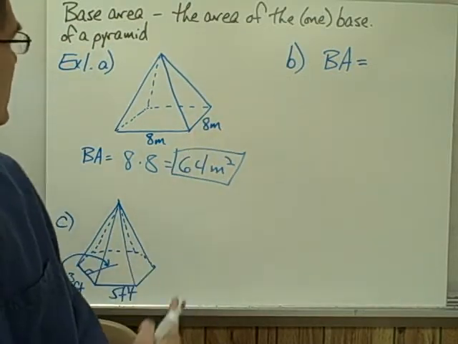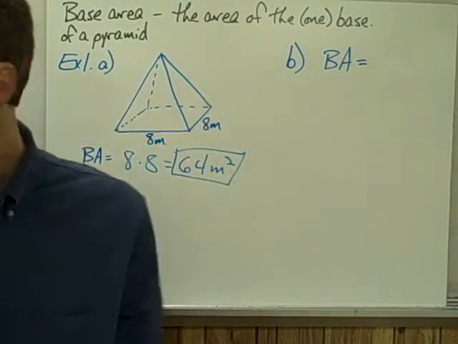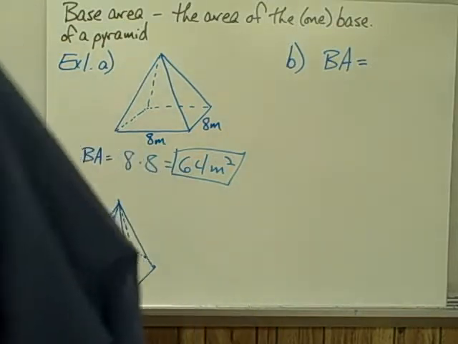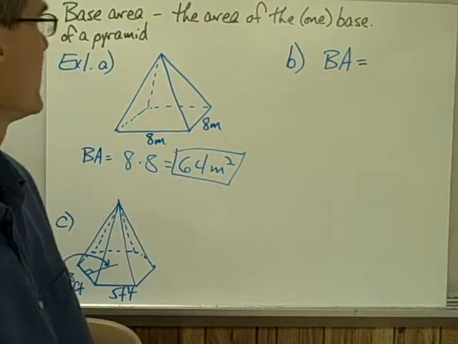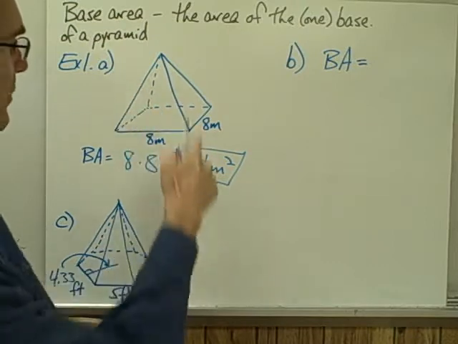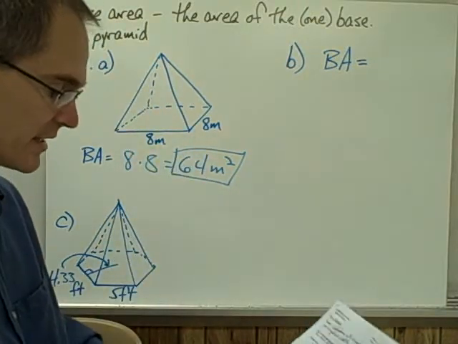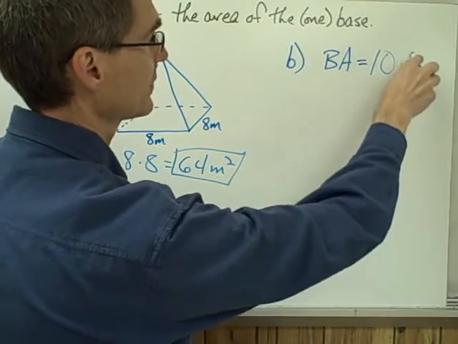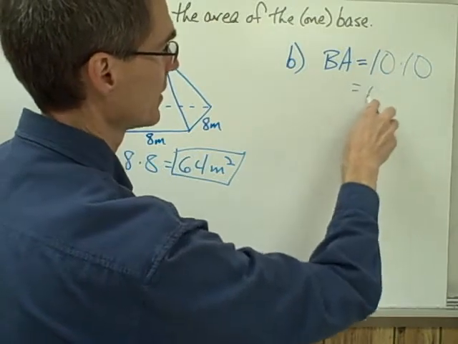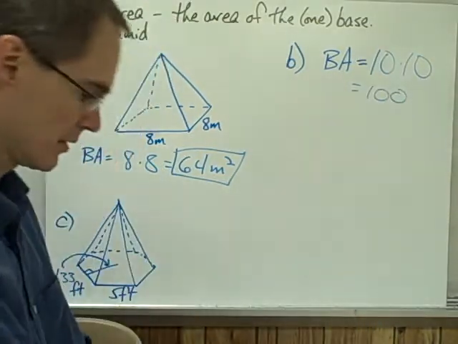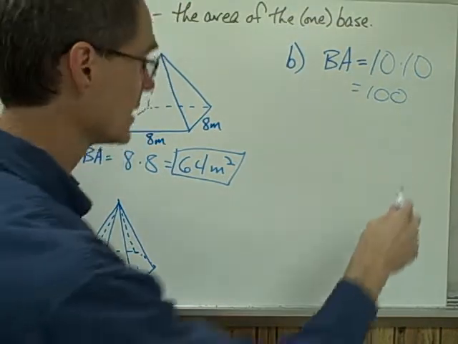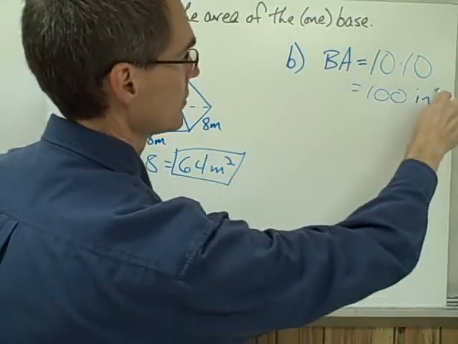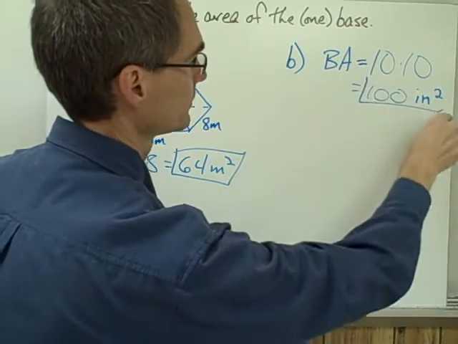In my second example, example 1b, my pyramid is also a square pyramid, just the dimensions are slightly different. I've got dimensions of 10, so I want to calculate the area of that base, and that's just 10 times 10, which is 100. In this case, it's inches, so 100 square inches.